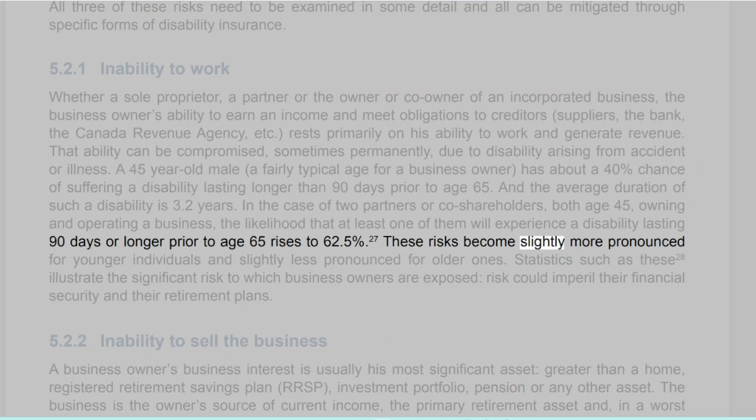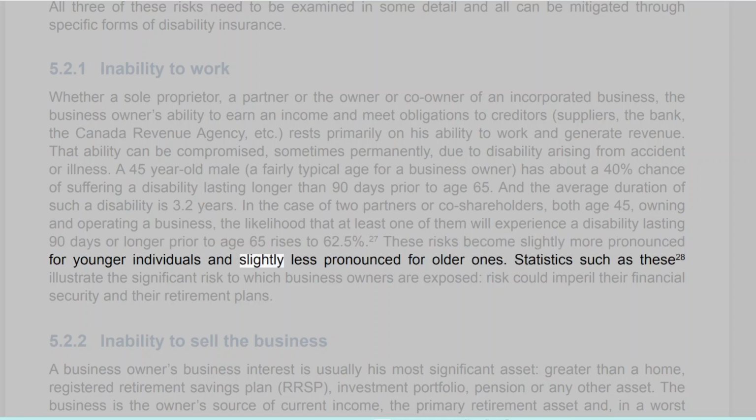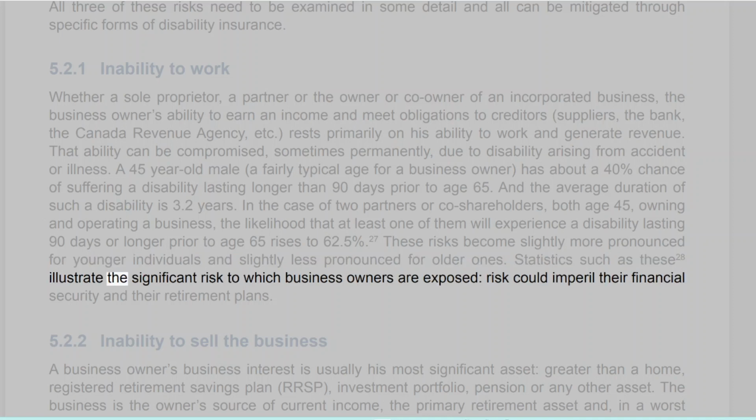These risks become slightly more pronounced for younger individuals and slightly less pronounced for older ones. Statistics such as these illustrate the significant risk to which business owners are exposed. Risk could imperil their financial security and their retirement plans.